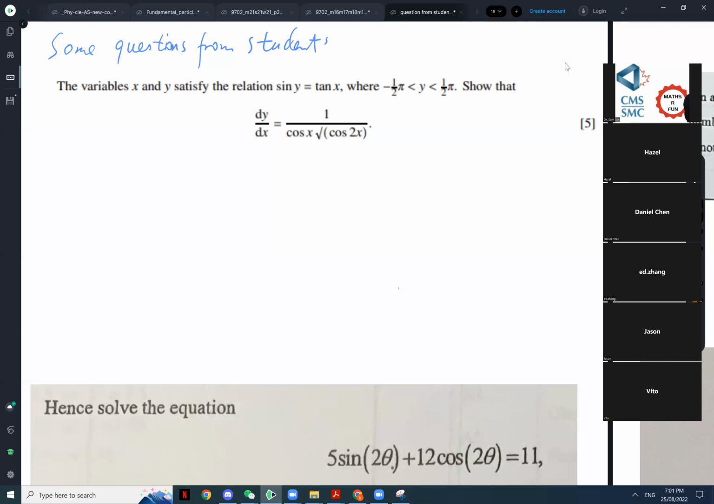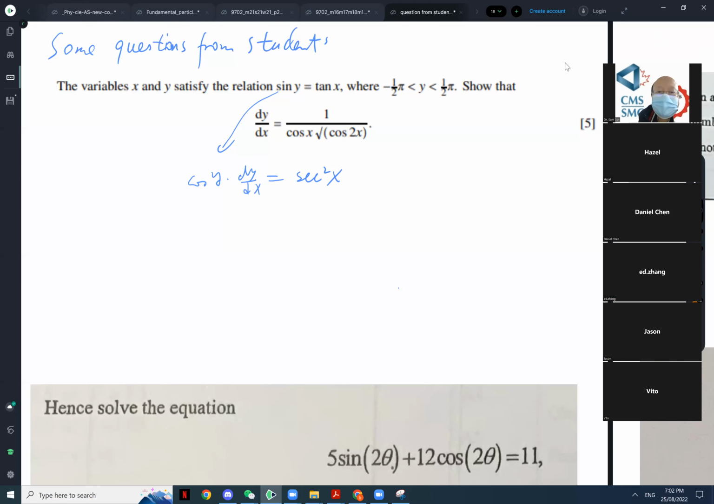Hey guys, try this question. It asks you to differentiate y with respect to x. Differentiation. Okay? Differentiation. Both sides, differentiate with x. Yeah, that's the first step.